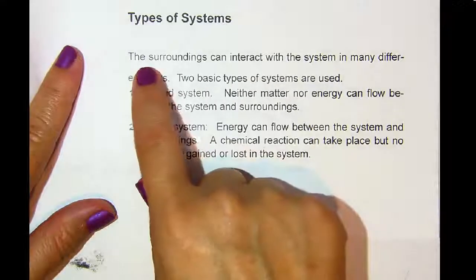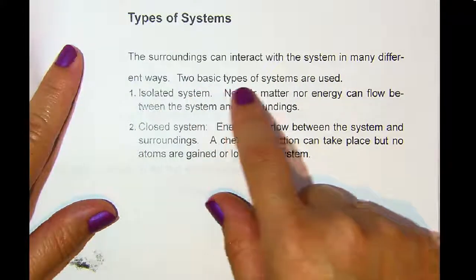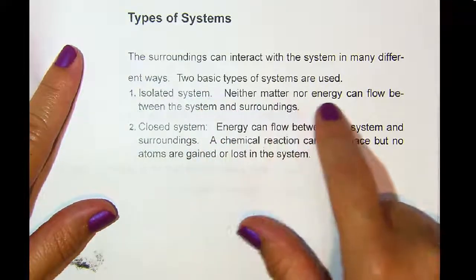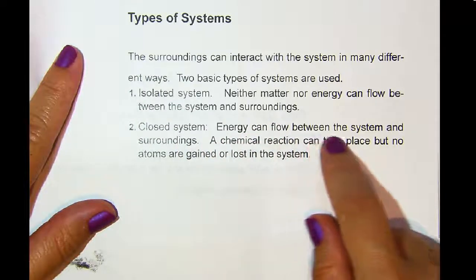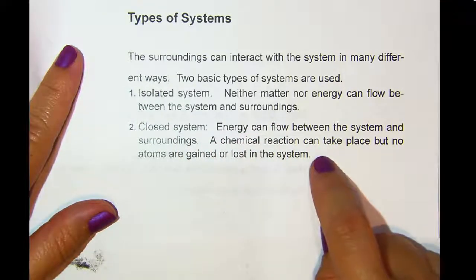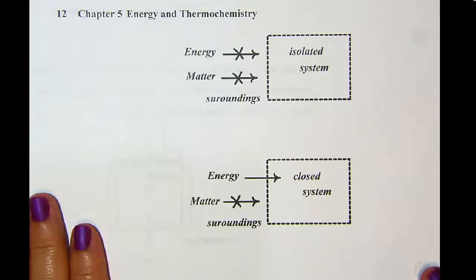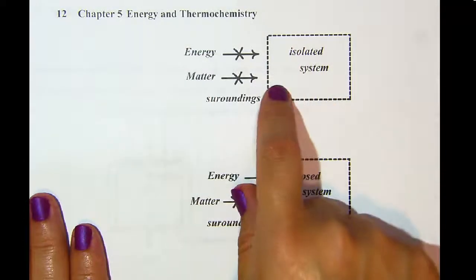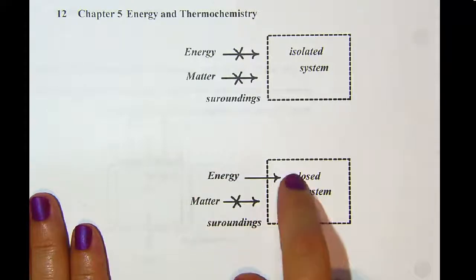Types of systems. The surroundings can interact with the system in many different ways. Two basic types of systems are used. There's an isolated system, where neither matter nor energy can flow between the system and surroundings, and a closed system, where energy can flow between the system and the surroundings. A chemical reaction can take place, but no atoms are gained or lost in the system. So here's a diagram of an isolated system where neither energy nor matter are able to get into the system. But a closed system is where you can have energy enter the system, but you can't have matter enter the system.